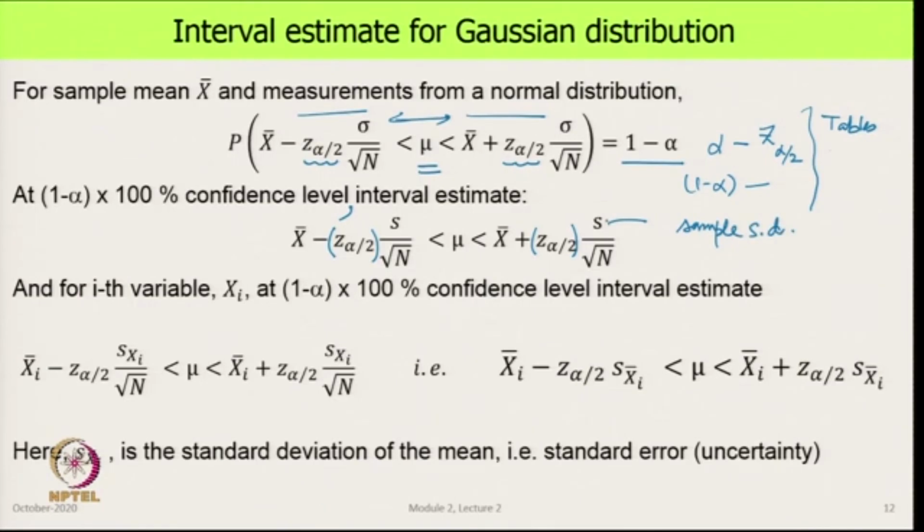S by square root n, this is the standard deviation of the means. So, for the ith variable, this is the formula we end up getting, which is x_i bar minus Z alpha by 2 times s_xi upon square root n, to x_i bar plus Z alpha by 2 times s_xi upon square root n.